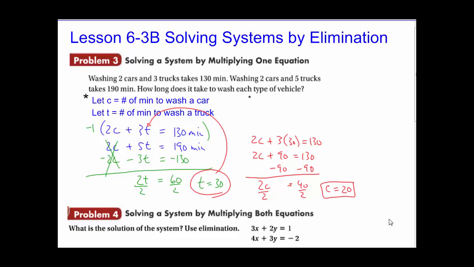If we put these all together, we can write our sentence to answer the question, how long does it take to wash each type of vehicle? It takes 30 minutes to wash each truck and 20 minutes to wash each car.